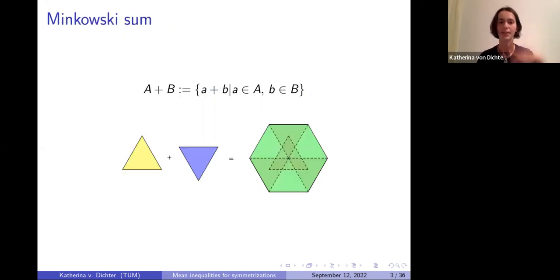But let's go on with some definitions, and then we will see why it is interesting to consider that our gauge body may also be non-symmetric. The first definition that we need is the Minkowski sum. The Minkowski sum of two sets A and B is just the vector sum of any point a from A and b from B. Here is an example of taking the Minkowski sum of a yellow triangle and a blue triangle, which ends up in a hexagon, which is here green.